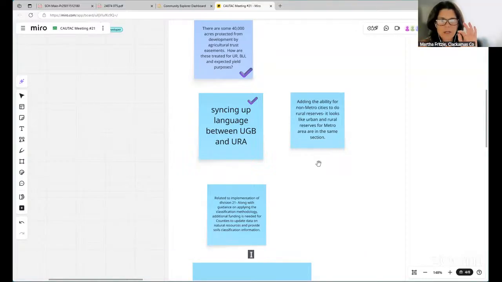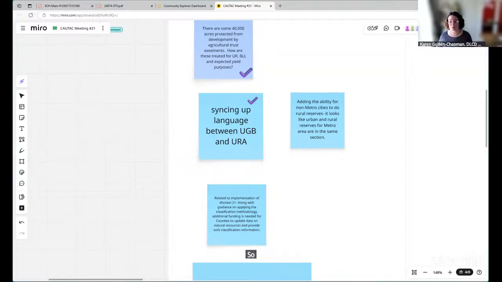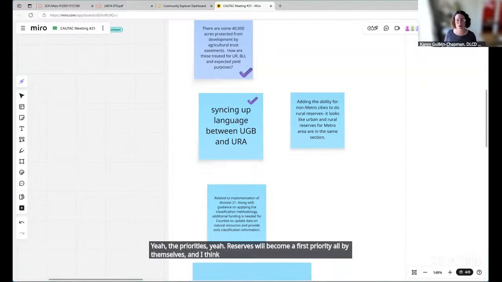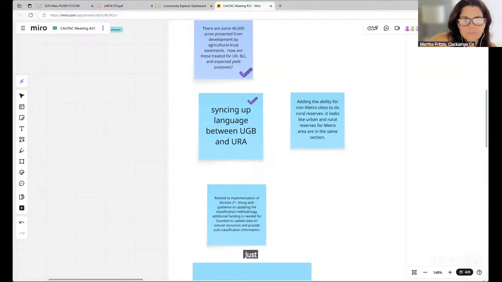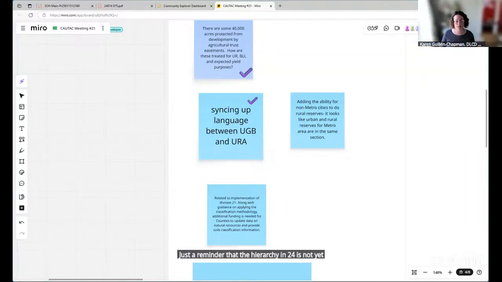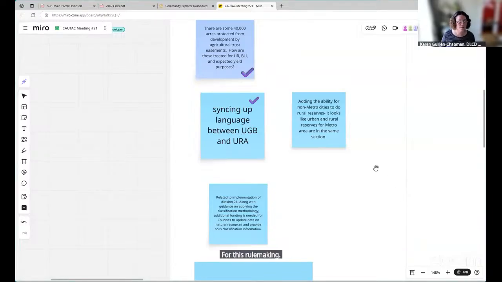I understand that. I'm talking about the rules in 660 Division 24 related to the priorities for expanding the urban growth boundary. I know we're not changing statute here. So yeah, the priorities. Reserves will become a first priority all by themselves. And I think there probably are other areas where we can look at the prioritization hierarchy in 24 and what we're proposing in 21 and how we flesh those two out. So yeah, we'll get to the language in 24. Just a reminder that the hierarchy in 24 is not yet updated to statute, just because it's a recent statute for this rulemaking. All right, so let's see, where am I?